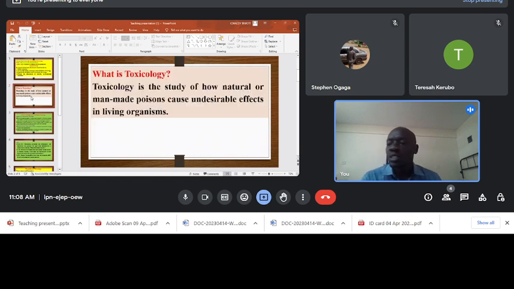What is toxicology? Toxicology is the study of how natural or man-made poisons cause undesirable effects in living organisms.